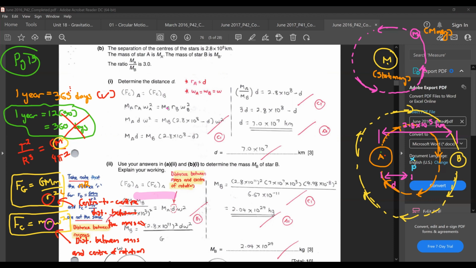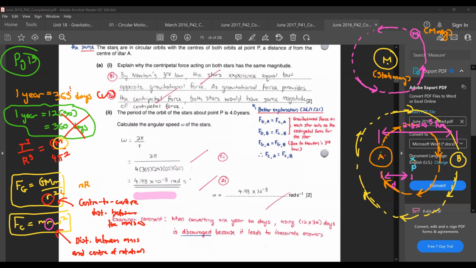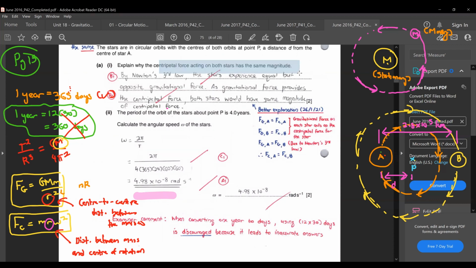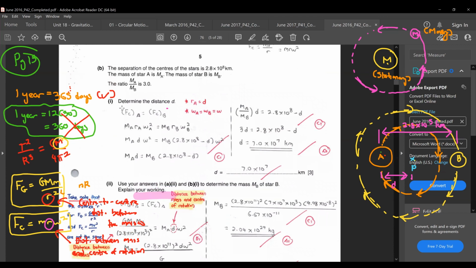So now you try to make use of the information that you have before this. Before this, they ask you to explain why the centripetal forces for both star A and star B are the same. So you make use of that information. You say that centripetal force of A is equal to centripetal force of B. Then after that, you try to expand out the equation and try to relate it to D.